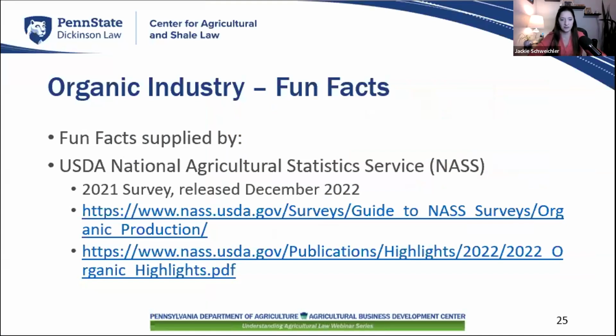Okay, so on the next few slides, I have some fun facts that I found on the National Agricultural Statistics Service website. The data is based on a 2021 farm survey that was released in December 2022. This is the most recent survey that I could find on their website. I don't think they've posted anything new since then, and if they have, send me the link.